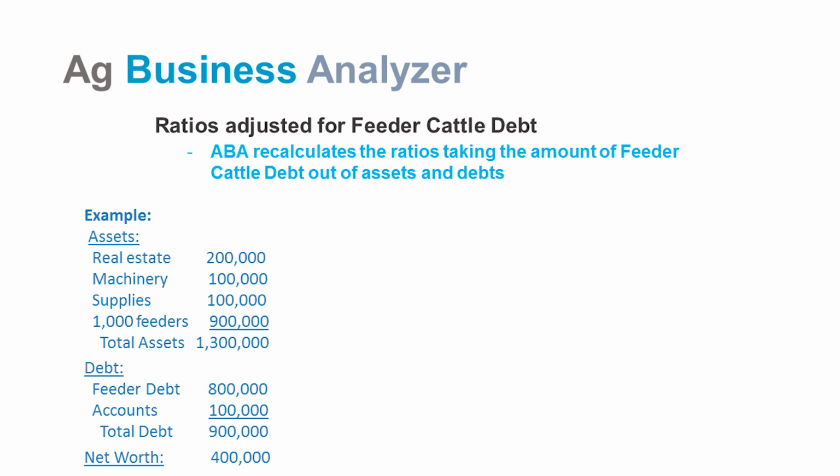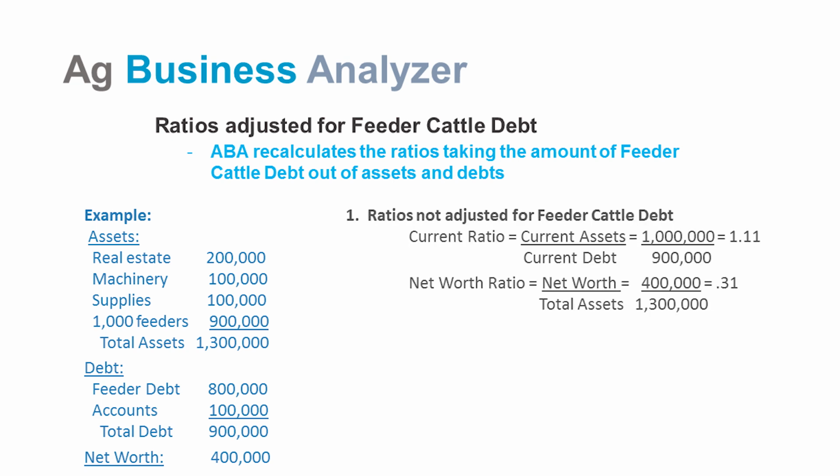So just looking at an example. In this example, there are assets, real estate, 200,000, machinery, 100,000, supplies, 100,000. There are 1,000 feeders valued at 900,000 with total assets of 1.3 million. There is debt, feeder cattle, 800,000, accounts 100, total debt 900,000, net worth of 400,000. So when we run the ratios conventionally, this is what is calculated. So ratios not adjusted for feeder cattle debt. The current ratio is 1.11. The net ratio is 0.31, which would suggest a weak situation financially, stressed situation.